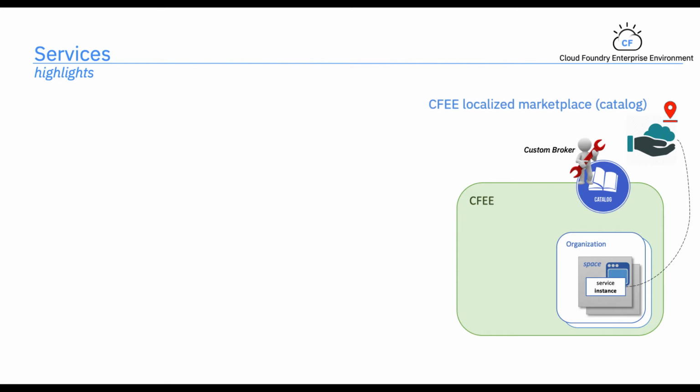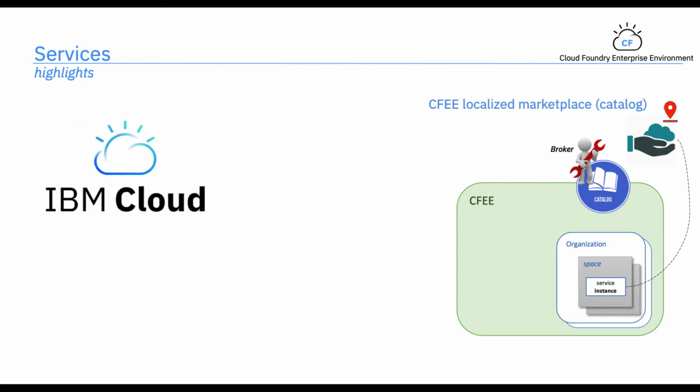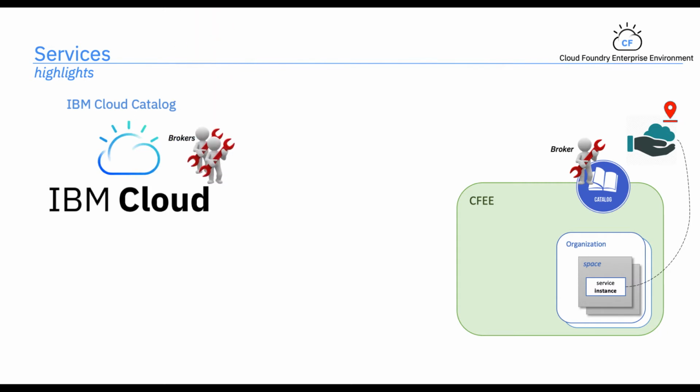In this overview, however, I will focus on the IBM services and how these are syndicated into a CFEE instance. The IBM Cloud is using the same open source broker specification to publish all of its platform services. That is, every service provider, be it an infrastructure provider or a database provider or whatever, registers a broker with the platform and contributes their services to the Cloud Platform's global catalog.